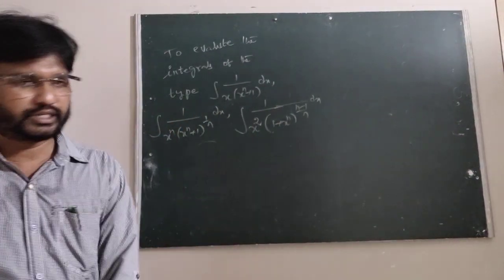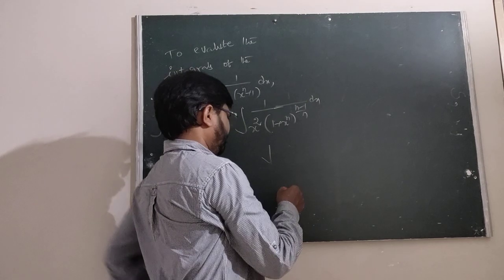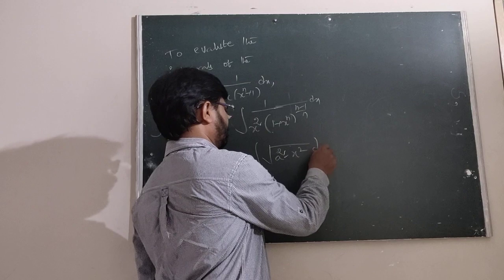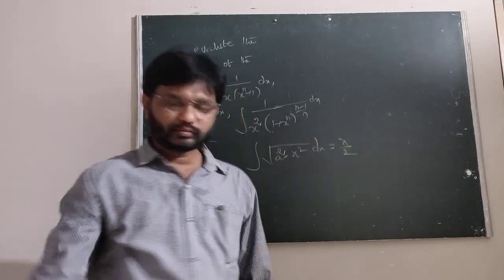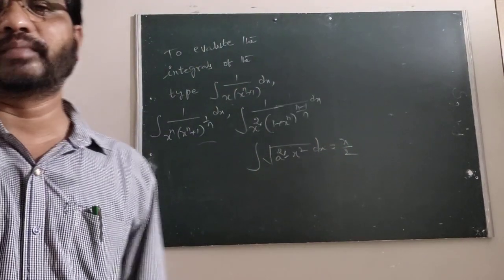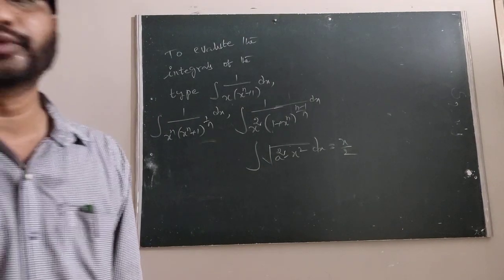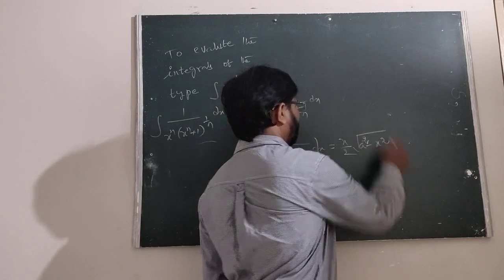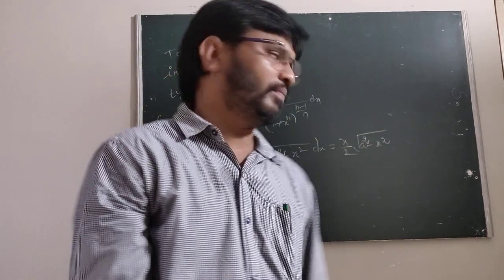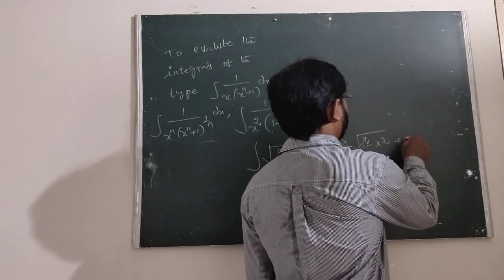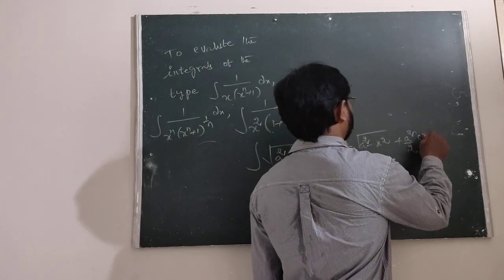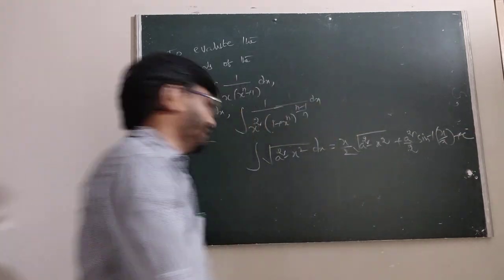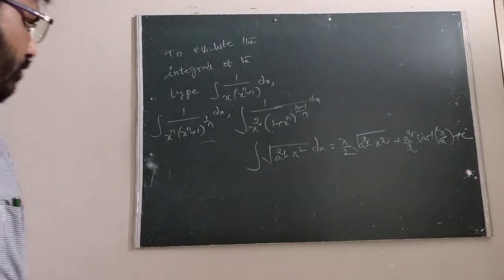So we take first the integral of root of a square minus x square dx. This is of the form x by 2 into root of a square minus x square plus a square by 2 into sine inverse of x by a plus c. Once again I remind you: x by 2 under root a square minus x square plus a square by 2 sine inverse of x by a plus c. This is the form of the integral of root of a square minus x square into dx.